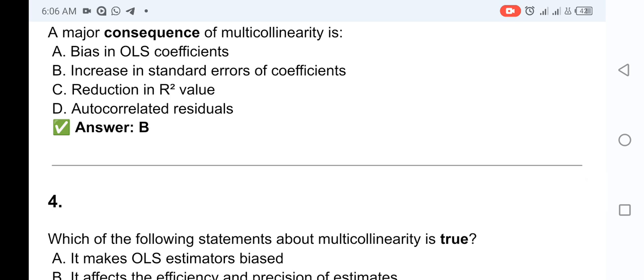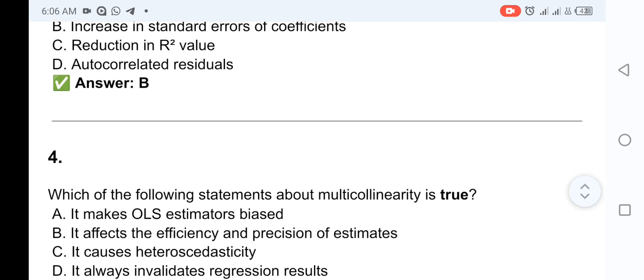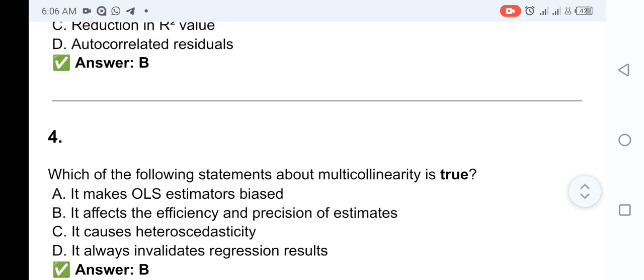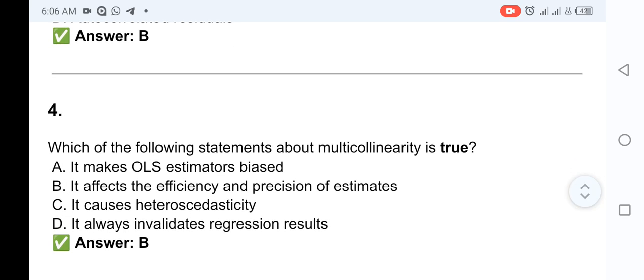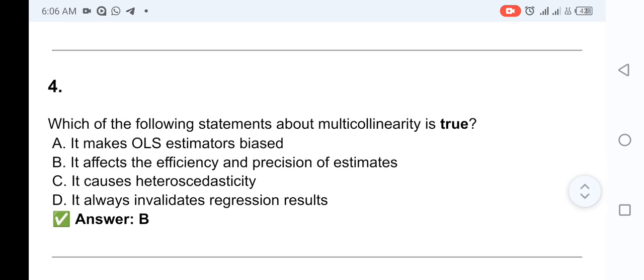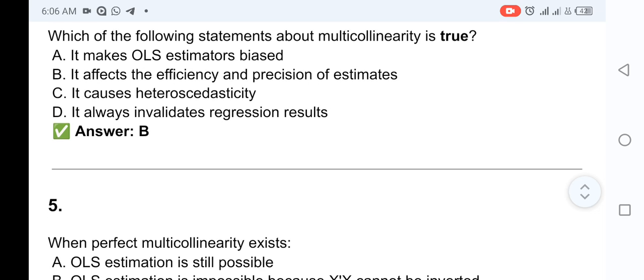4. Which of the following statements about multicollinearity is true? A. It makes OLS estimators biased. B. It affects the efficiency and precision of estimates. C. It causes heteroscedasticity. D. It always invalidates regression results. Answer B.